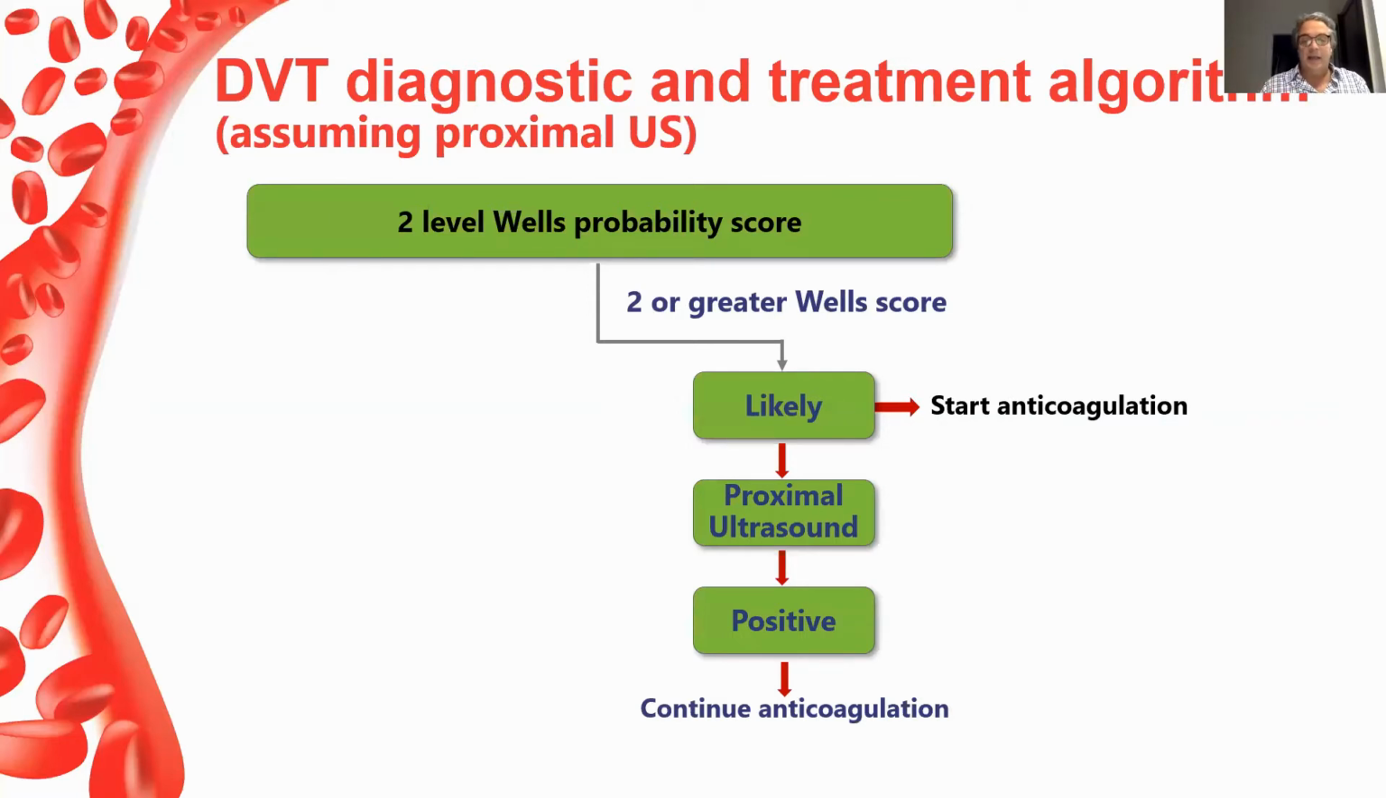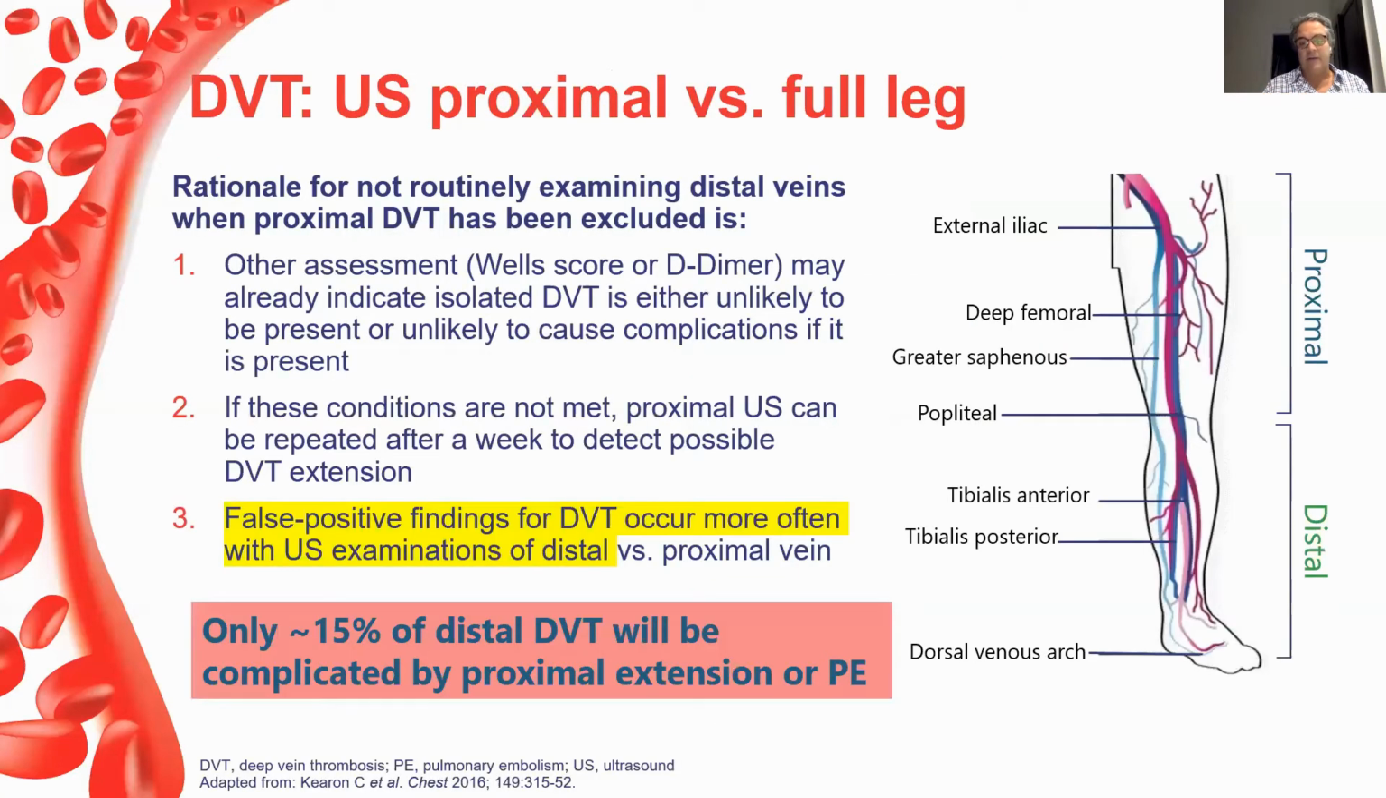So here's the proximal ultrasound algorithm. Proximal ultrasound was positive. We continue our anticoagulation. And this is once again the CHEST algorithm. Why do we do proximal versus full leg? I mean, the biggest reason is that false positive findings for DVT occur more often with ultrasound examinations of the distal veins. Also, only 15% of distal DVT will be complicated by a proximal extension. And if you're doing serial ultrasounds or if you're using a D-dimer by the algorithm, the argument would be you don't necessarily need a full leg ultrasound.